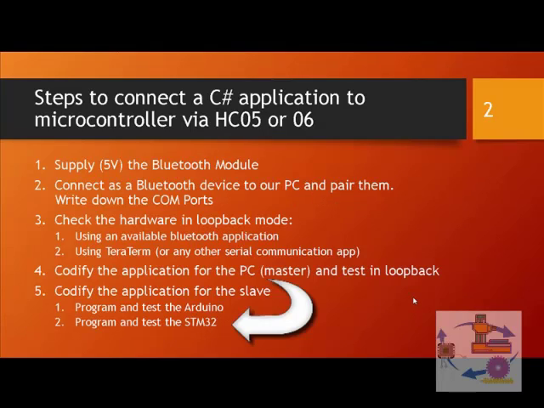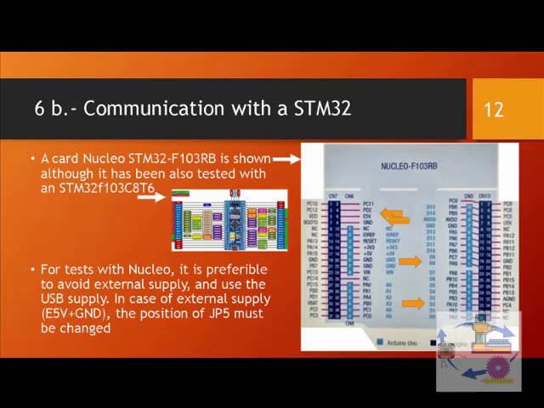And finally, we are going to codify the application for the STM32. I'm going to use a Nucleo STM32 F103RB. Its pinout is shown here. I'm going to use an external supply, so I must connect positive and negative to here and here. These others are the reception RX and the transmission TX. It costs around 10 euros or $10, so it's very economic.